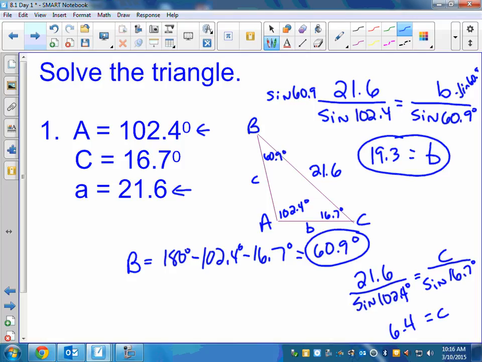Again, there's not really a great way to check your answer, but you can at least see if your answer is reasonable. The biggest angle has to be across from the biggest side. The smallest angle has to be across from the smallest side, and that is true in this. So that helps you feel more confident in your answer, I think. But each problem is like three in one problem.